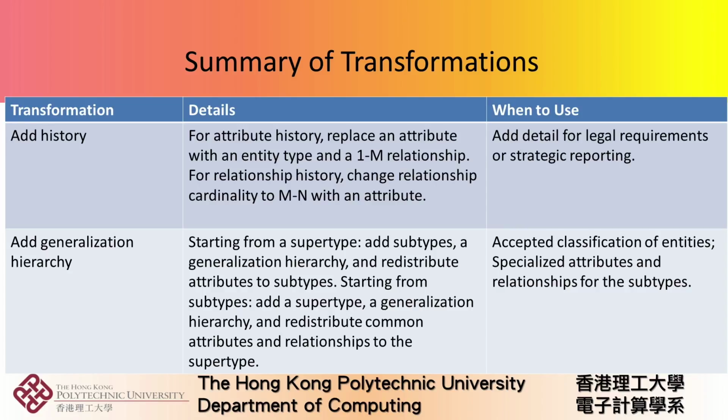For attribute history transformation, an attribute should be replaced with an entity type and a one-to-many relationship. For relationship history, relationship cardinality should be changed to many with an attribute. This transformation is used when detail for legal requirements or statistical reporting needs to be added.